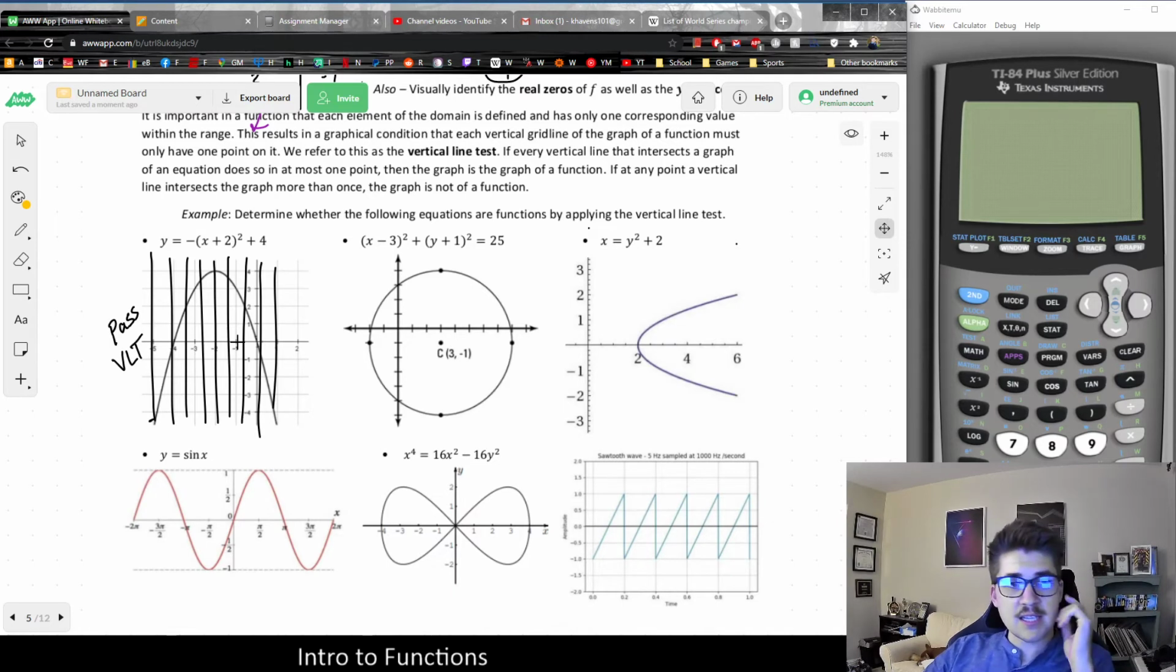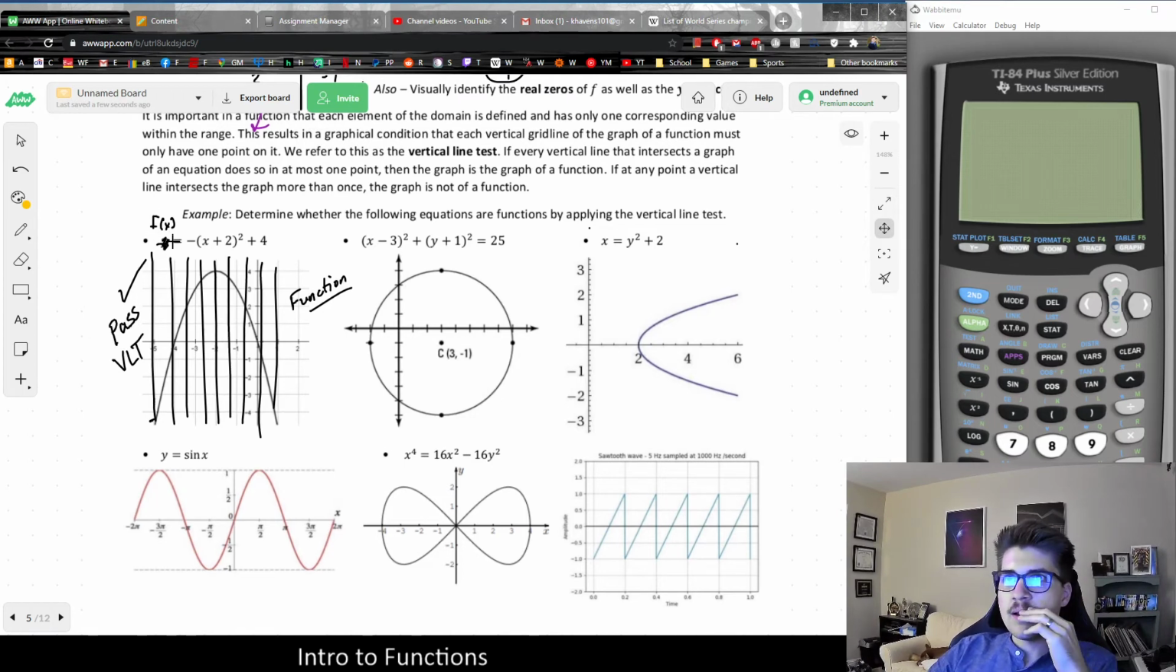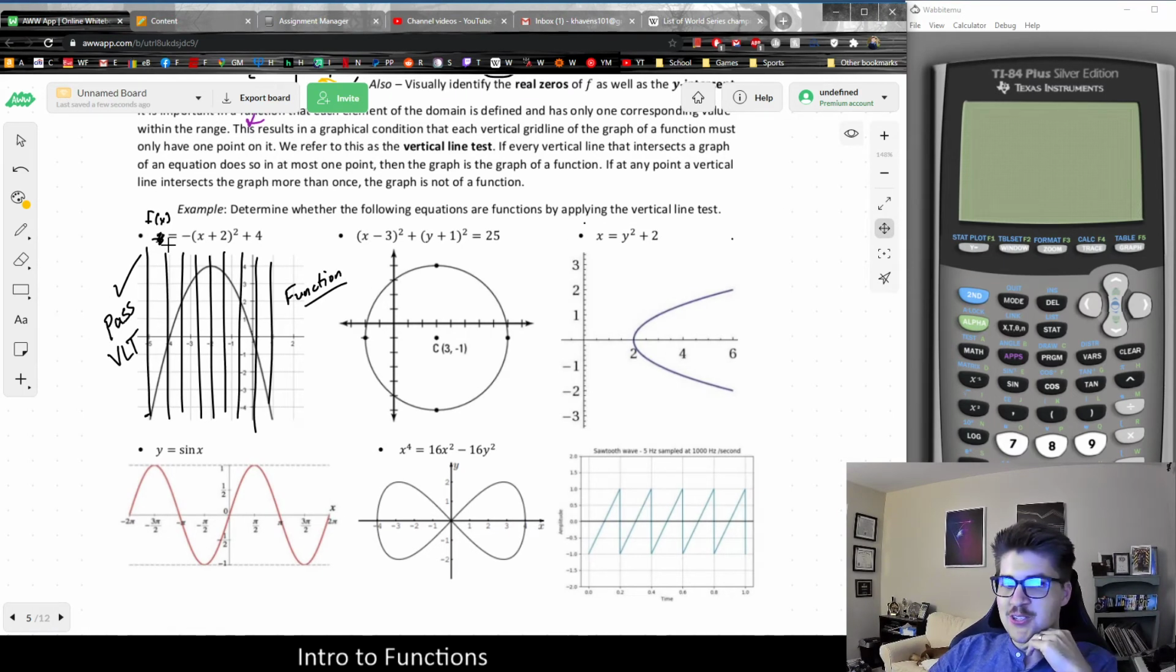I'm just going to use VLT for shorthand there, which means that it is a function, that this equation could be written as a function. And another pretty easy way to tell is if an equation is solved for y, like this one is, you can just change y to f of x, and that's a function. Now there are certain instances where that's not quite that simple, but that's another way to tell if an equation could be a function or not.